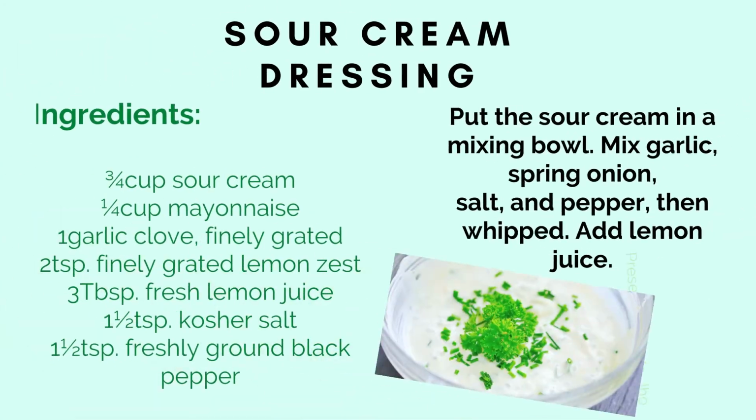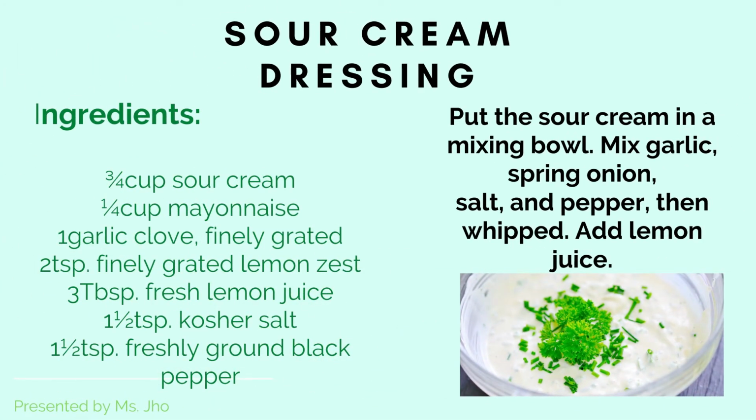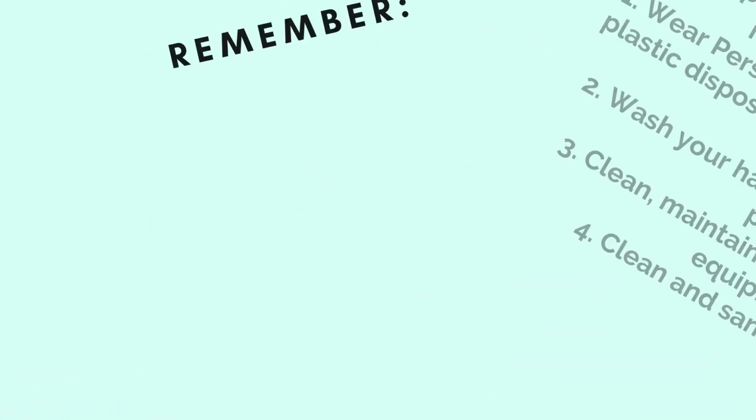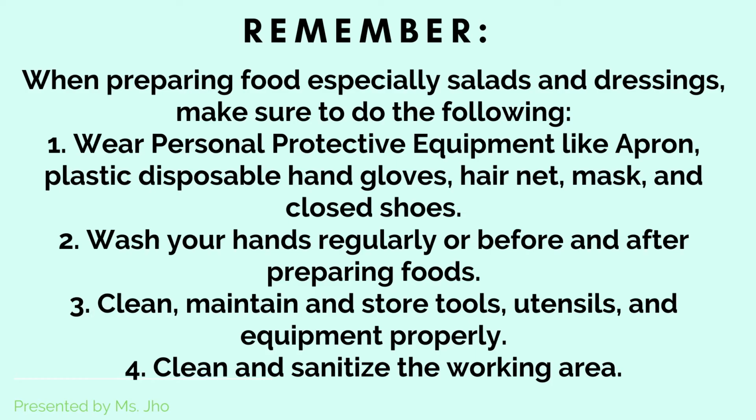And the last recipe I'll be sharing with you is the sour cream dressing. The ingredients are 3/4 cup sour cream, 1/4 cup mayonnaise, 1 garlic clove, 2 teaspoons finely grated lemon zest, 3 tablespoons of fresh lemon juice, 1 1/2 teaspoon kosher salt, and 1 1/2 teaspoon freshly ground black pepper. And to do this, put the sour cream in a mixing bowl, mix the garlic, spring onion, salt, and pepper, then whip. Add the lemon juice.